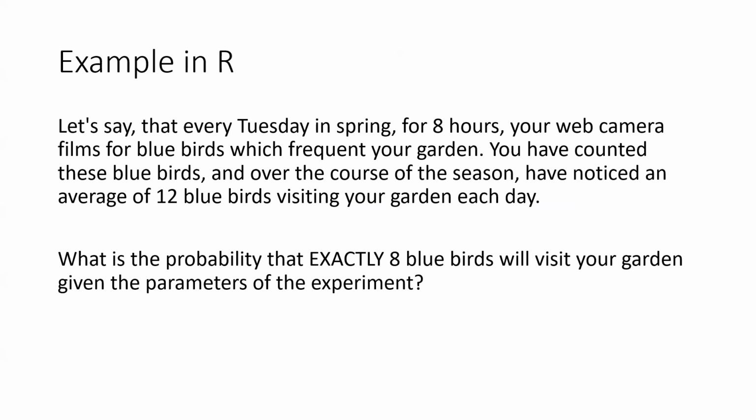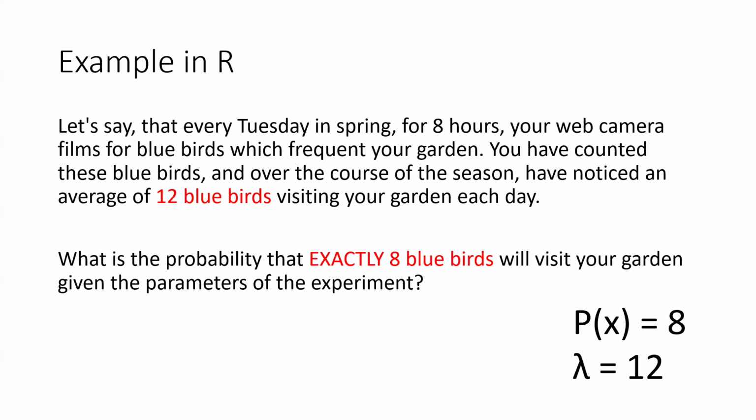So first we have to find the variables within the question which are pertinent to our research. So in this case, we're looking at the average being 12. So lambda is 12 bluebirds. And we want to know the probability that exactly 8 bluebirds will visit your garden given the parameters of the experiment. And as you can see, this is over the course of a season.